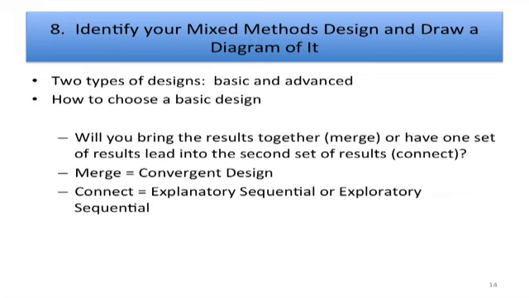Now, to get to your basic design, there's a series of questions you might ask yourself. Will you bring the results together, merge the results, or have one set of results lead to the second set of results, which I call connecting the quantitative and qualitative? If you're going to merge the two databases, you have the basic design called a convergent design. If you're going to connect the two databases, where one builds on the other, one leads to the other, you have sequential designs, and there are two types, explanatory and exploratory.